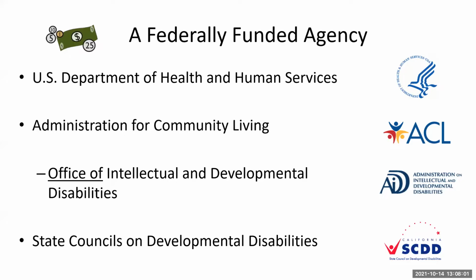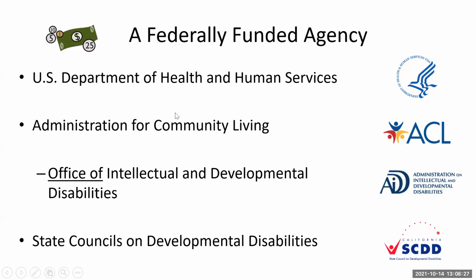State Council is a federally funded agency, so it receives the funding from the federal level at the U.S. Department of Health and Human Services. And underneath Health and Human Services, there's a whole bunch of different organizations. One of them is the Administration for Community Living, or ACL as the acronym.